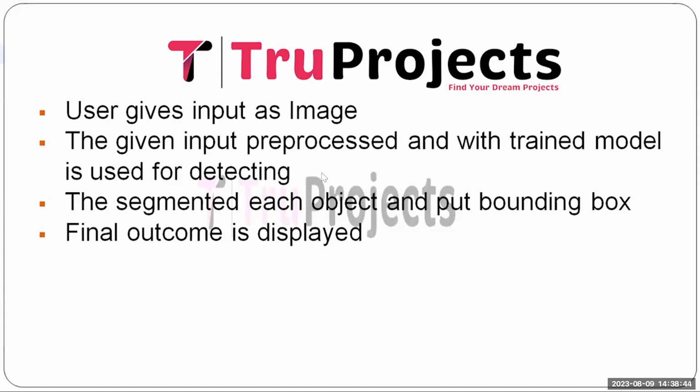cancerous cells. And the next one is to segment each object and put the bounding box. Upon detecting the object of interest, the system performs segmentation to isolate and highlight the leukemic cell. Bounding boxes are drawn around the cell, providing a visual representation of the detected abnormalities.